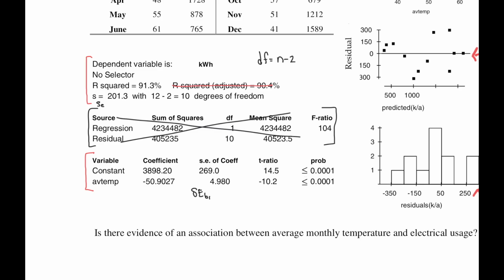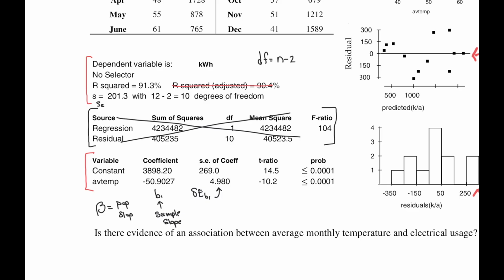The symbol for standard error of the slope is SE. Now, B1 is used as the symbol for slope in a lot of our formulas, so I'm going to keep that B1. We'll call this B1 as my slope. Just while we're here, capital beta stands for the population slope. B1 is the sample slope. Okay, so you'll see those.